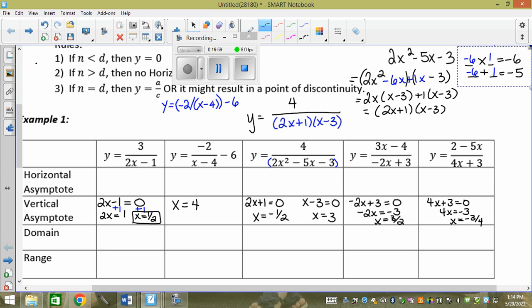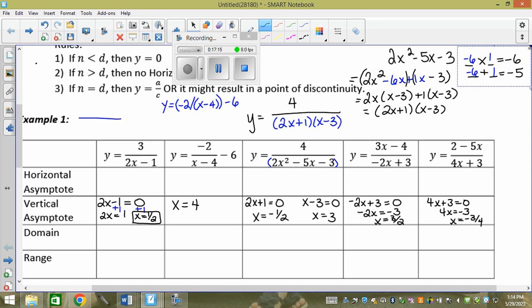That's where the vertical asymptote exists, right? But where the graph does not exist. The asymptote is where the graph is not. So if you can get the vertical asymptote, you have your domain. If you look at your graph, your domain exists everywhere but there.